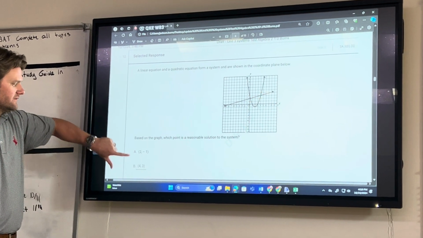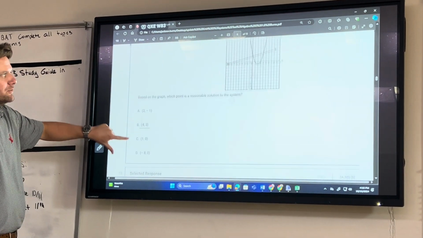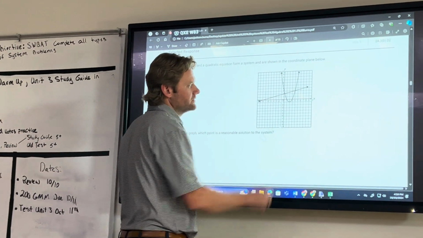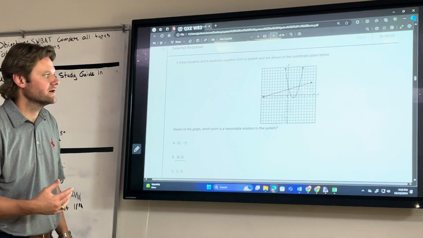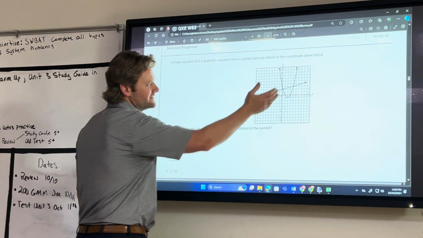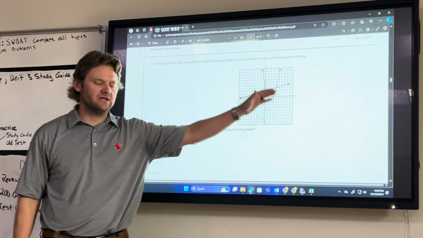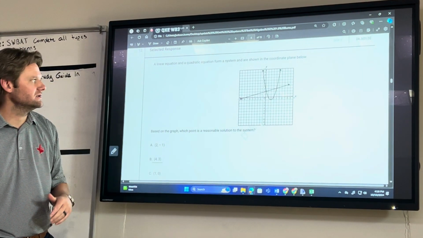The only one that's up here is this 4, 3, right? Make sure you understand what those points are, count your slope. Don't choose a point that's just inside there, right? The solutions are those intersections, right? This isn't an inequality.